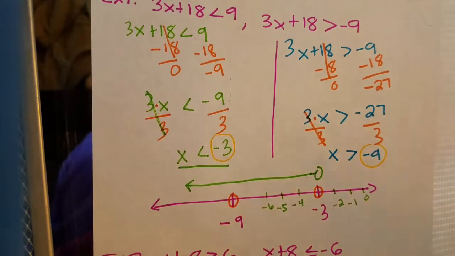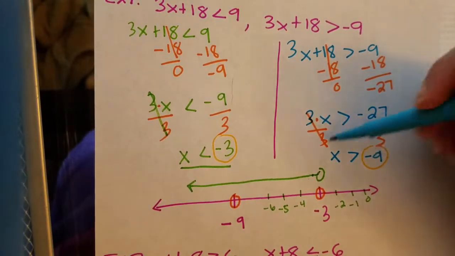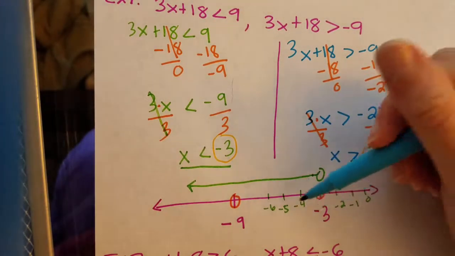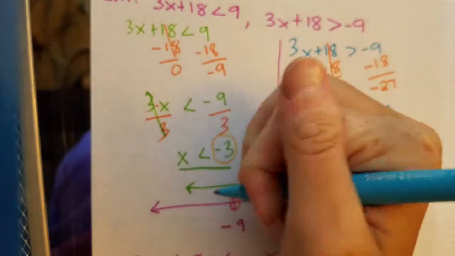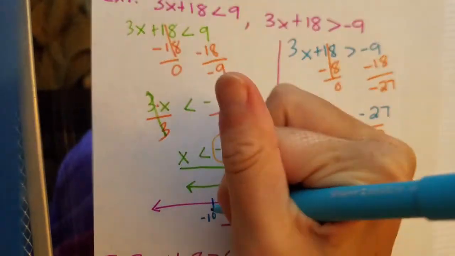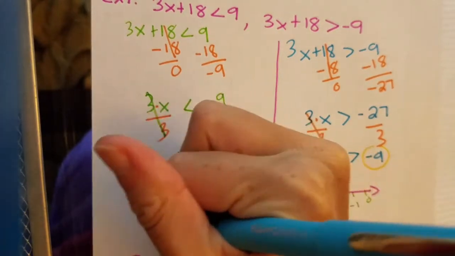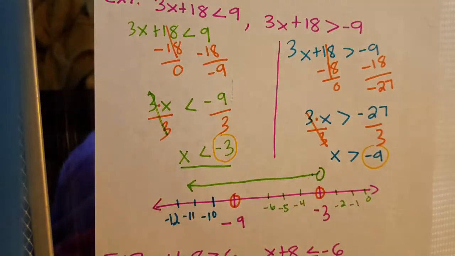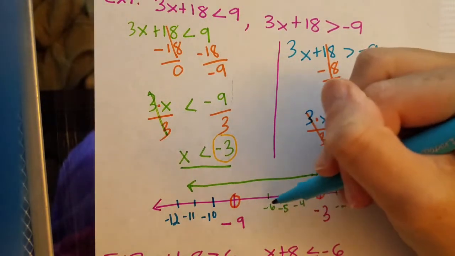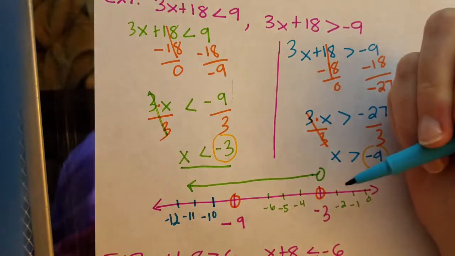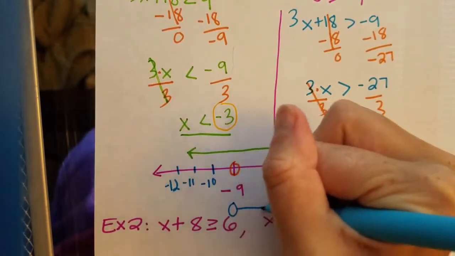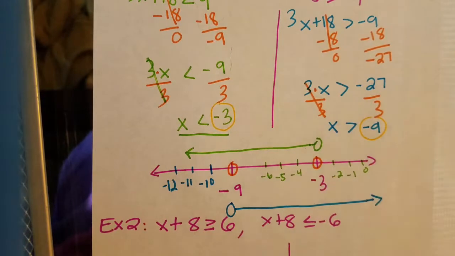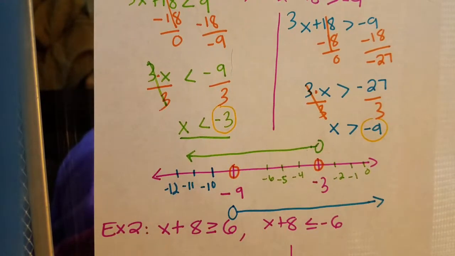Now my next inequality, these are all the values that are greater than 9. So on this side we have some numbers listed. On the other side of 9 we have things like -10, -11, -12, etc. So the numbers that are larger than -9 would be these over here. -6, -5, and -4 are larger than -9. So we're going to start at -9 and head this direction because these are all the values that are greater than 9.